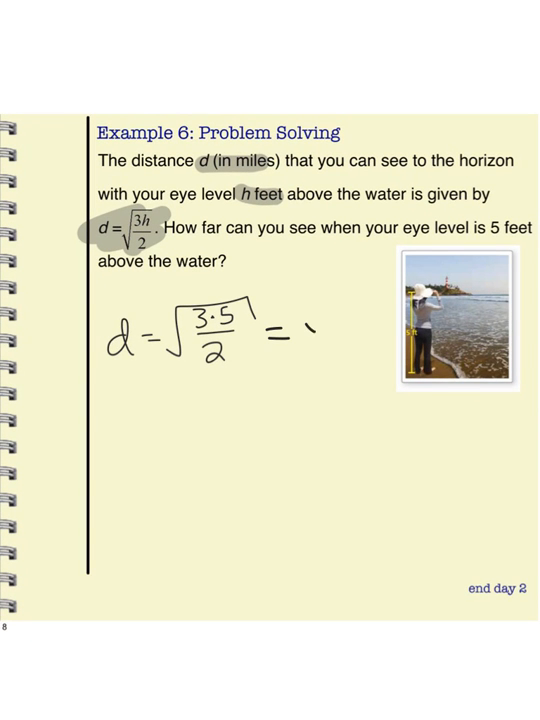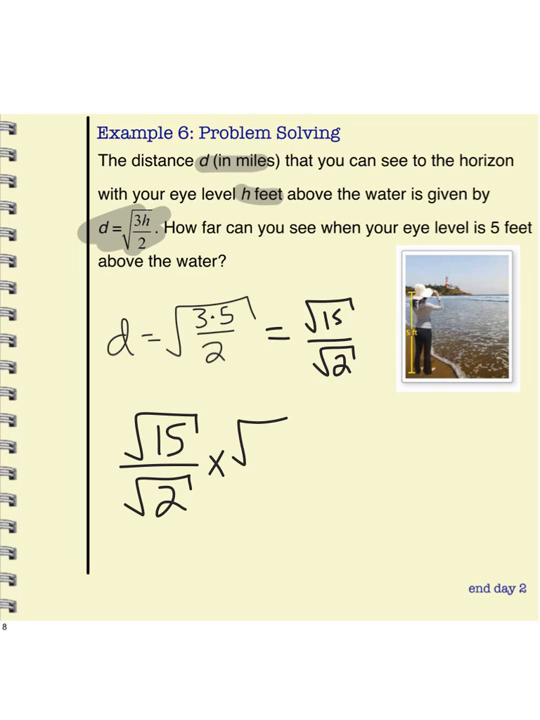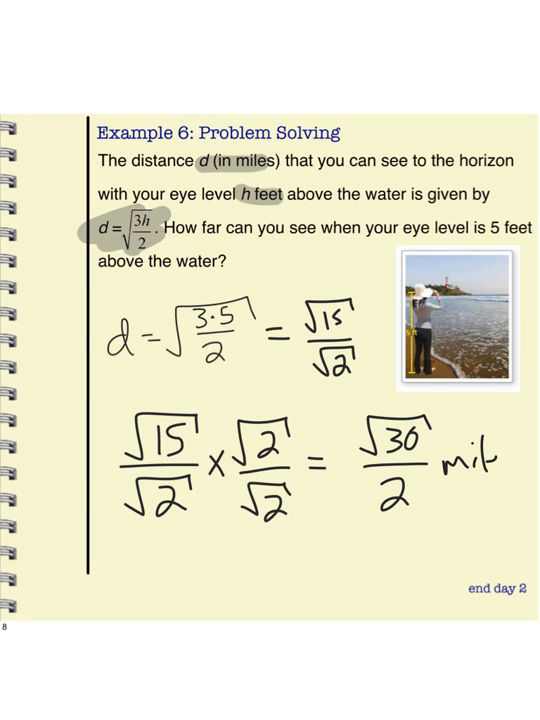So this is all equal to the square root of 15 over the square root of 2. But to simplify it, I can't have that square root on the bottom. So I'm going to take the square root of 15 over the square root of 2, and I'm going to multiply it by the square root of 2 over the square root of 2. And we're going to end up with the square root of 30 over 2. And that's in miles. Square root of 30 over 2 miles.